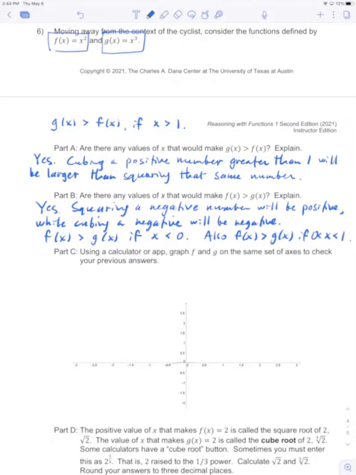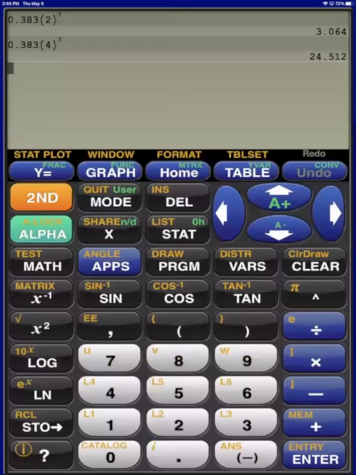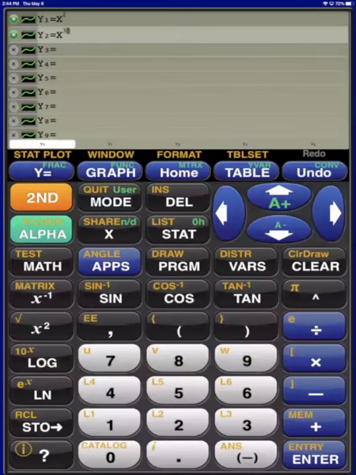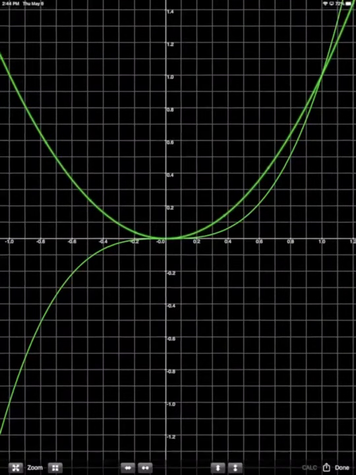Part C, using a calculator or app, graph f and g on the same set of axes to check your previous answers. So this is going to be nice. Let me go back to the calculator and bring up the graph. I'm just going to hit the y equals button. I already entered the information: we have x squared in y1's row, and x cubed in y2, the second row. If I graph these, you can see I have two curves graphed here. I'm going to draw these for us so we can differentiate which graph is which.